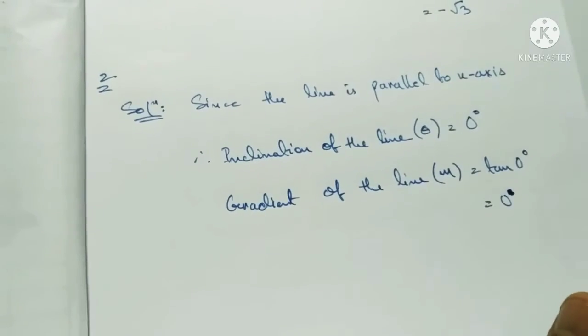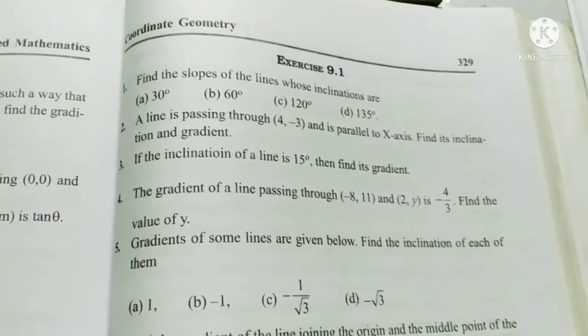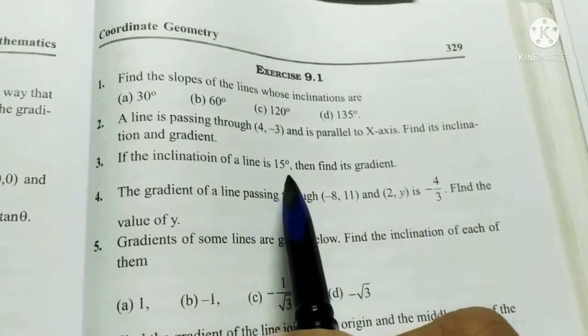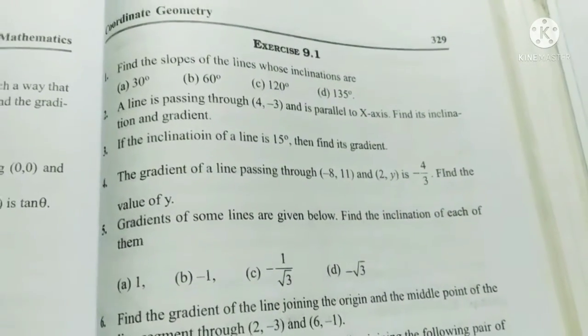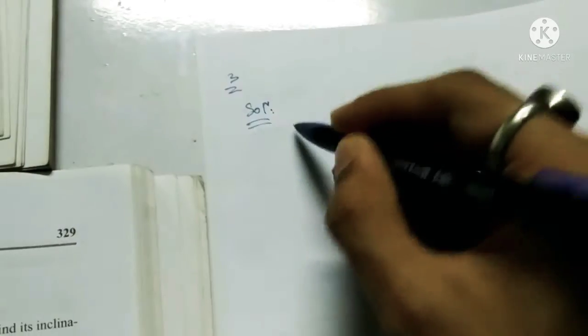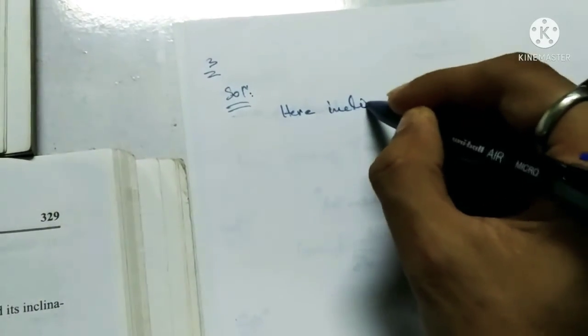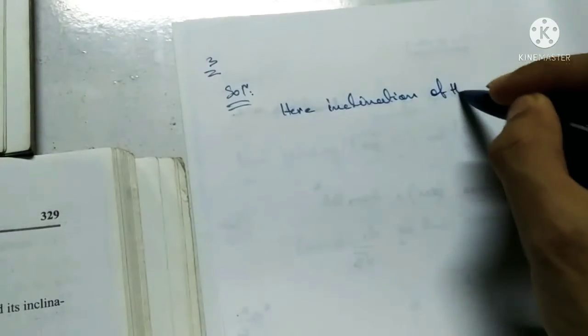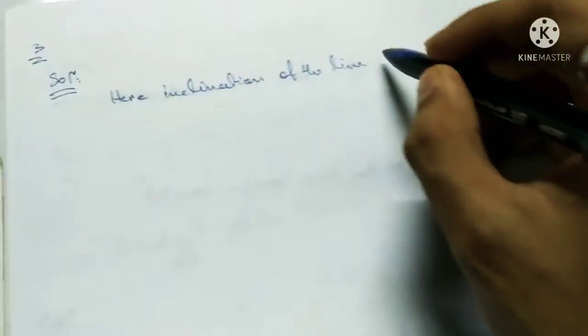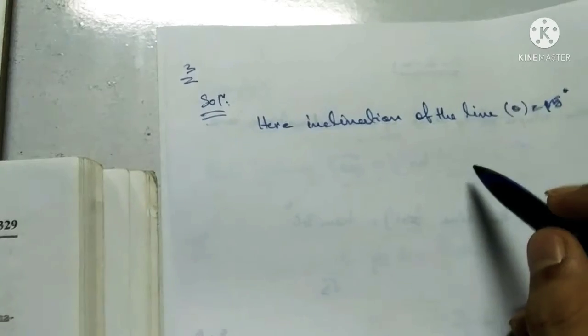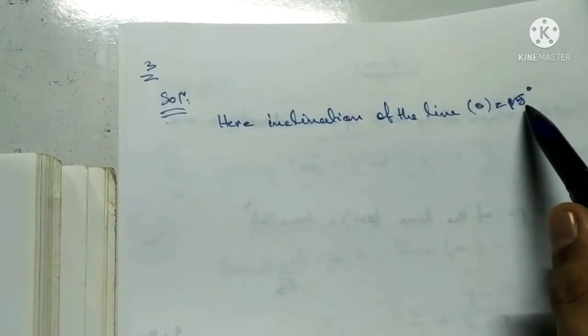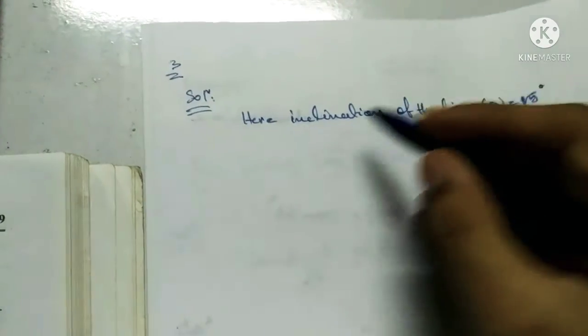Next, I will go to question number 3. If the inclination of a line is 15 degree, then find its gradient. Solution. So here I will write inclination of the line equals 15 degree, given. I have to find its gradient.